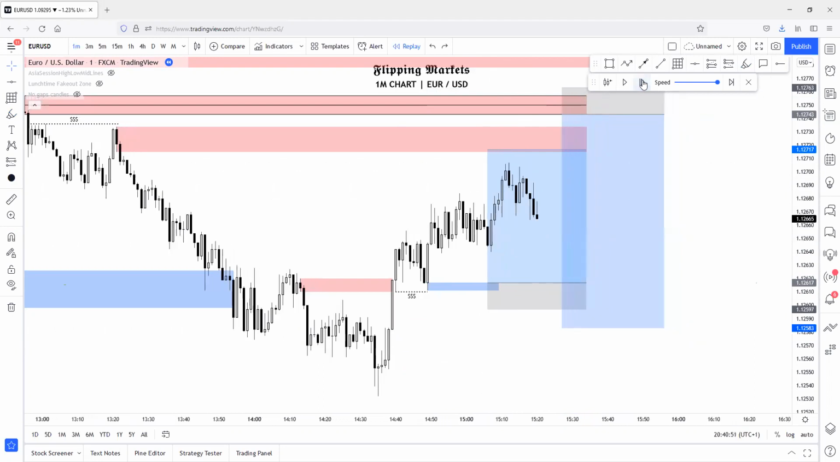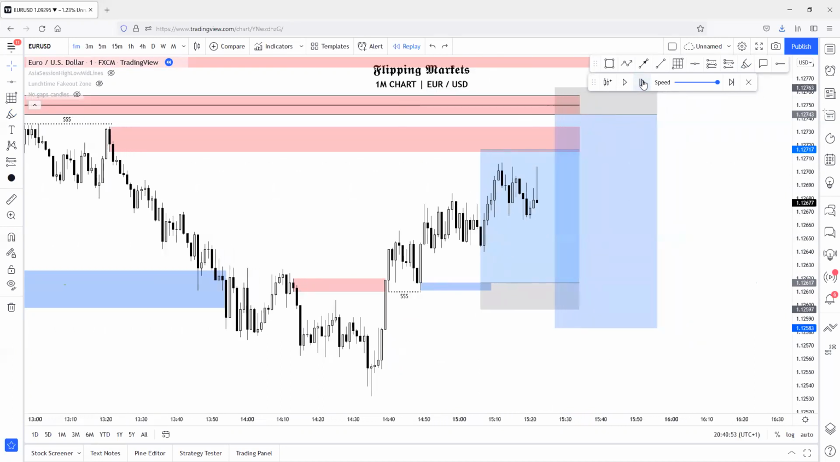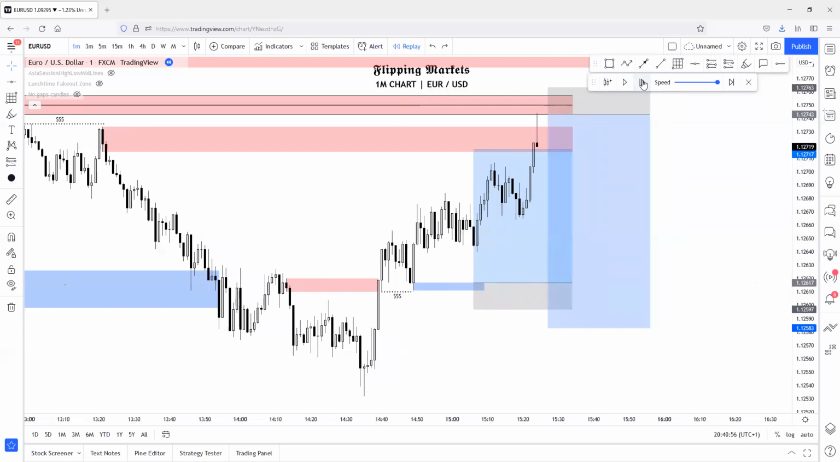Let's see what happens. Price is going to collect the liquidity. No, actually no. Okay.